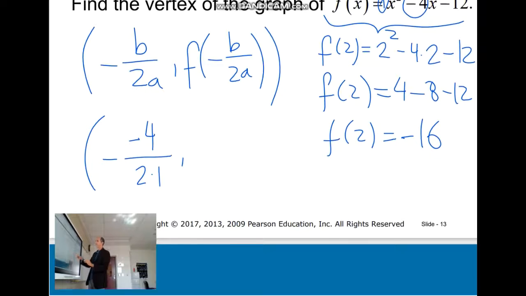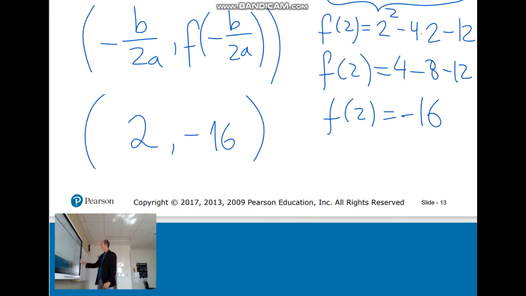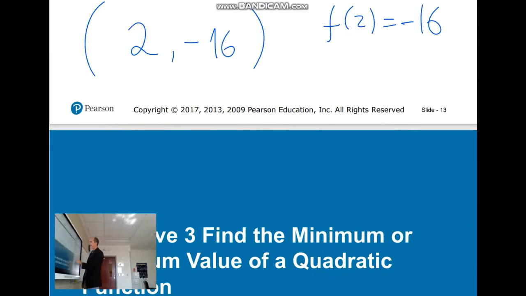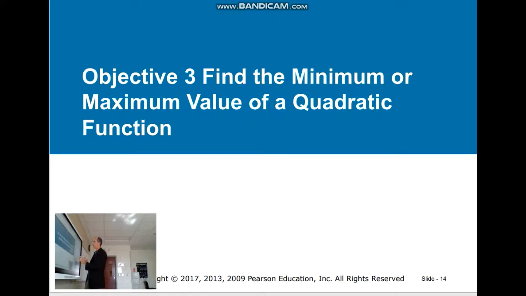And we have the coordinates. We calculated this, right? Negative with negative is positive. Positive 4 divided by 2 is 2. Let me substitute, let me change this into number 2, and f of 2 equals negative 16. Great, and we finish with this objective.